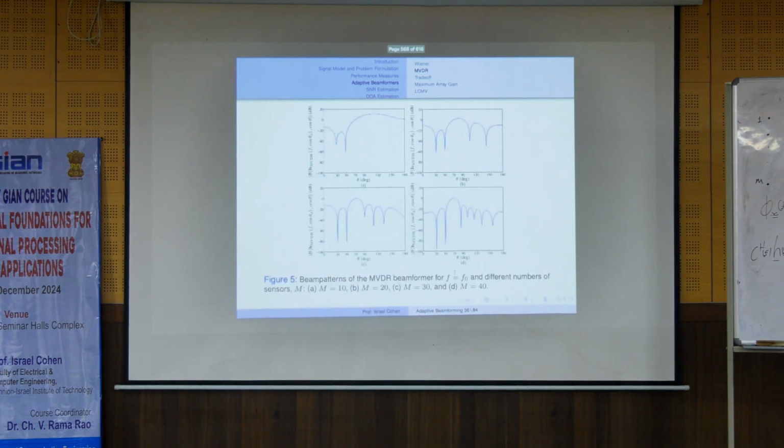What happens to the beam pattern? Because we use an additional constraint, so we don't have any distortion in this direction, we get for this direction a gain equal to 1, 0 dB. And the more sensors that we use, the deeper the nulls we have. Okay, just like what we got for the Wiener filter.